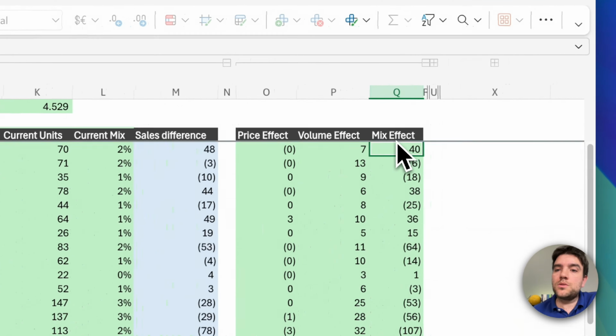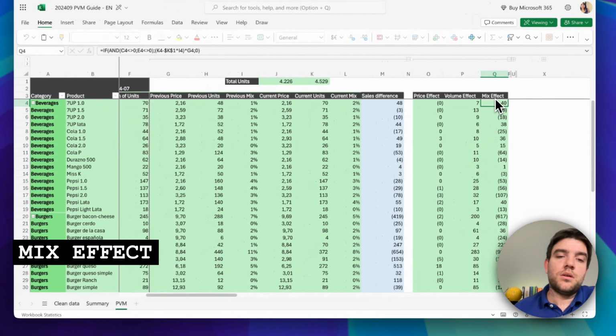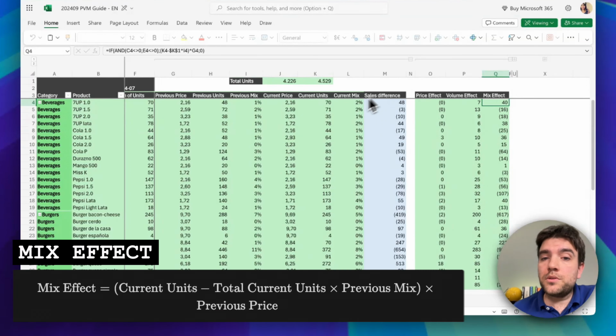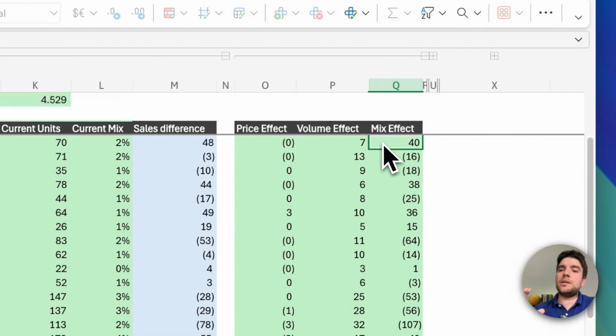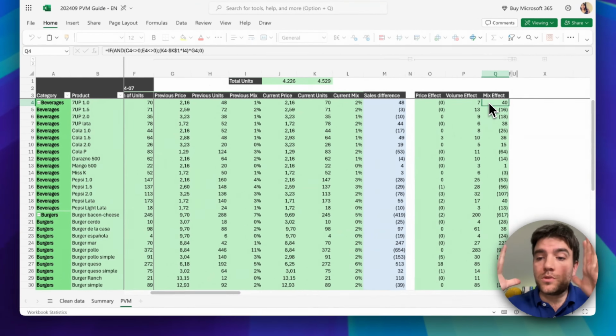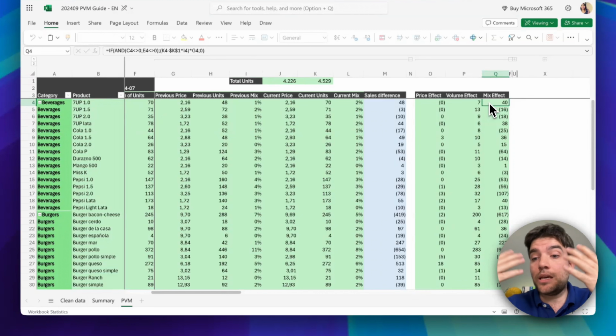And the last is going to be the mix effect. For the mix effect, the formula we're going to use is the current units minus the total current units multiplied by the previous mix. All of that result, we're going to multiply it by the previous price. And that is going to give us the mix effect, which basically means if all of our products were competing for space or for a sale, what is the effect that change in the mix that the product is having over our revenue, right? So basically we are considering all of our products are competing against each other.